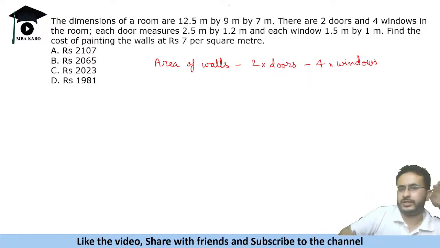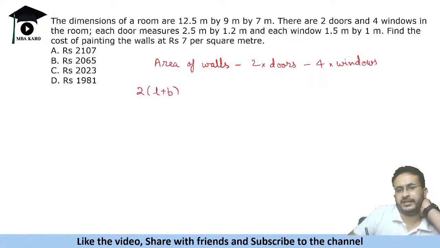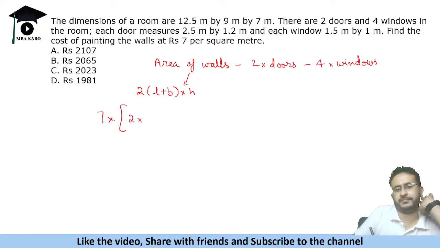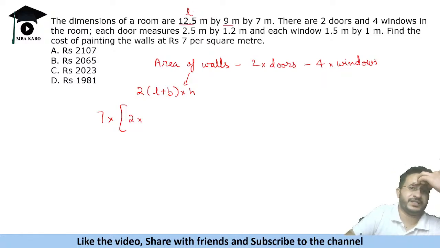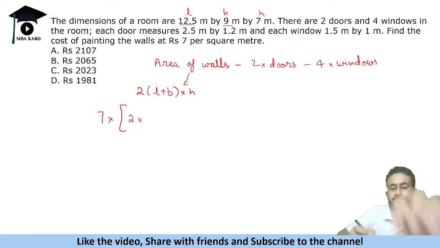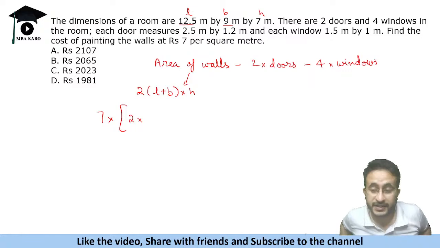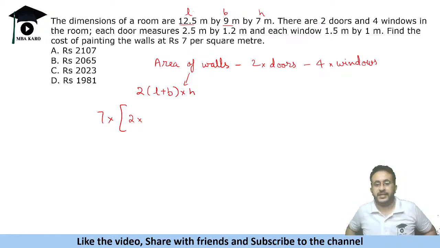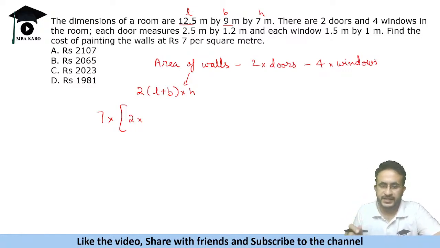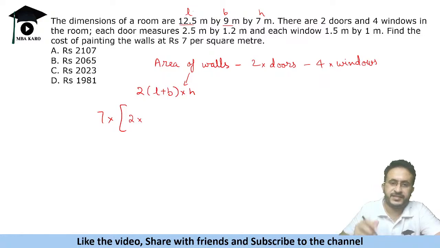So area of walls is what? 2 times (L plus B) into H. So that is the area of walls. When we are given A, B, C, that means this is length, this is breadth, this is height. Either they mention that this is the length, this is the breadth, this is the height. If they do not mention, then take in that particular order. First is length, second is breadth, and the third is height.